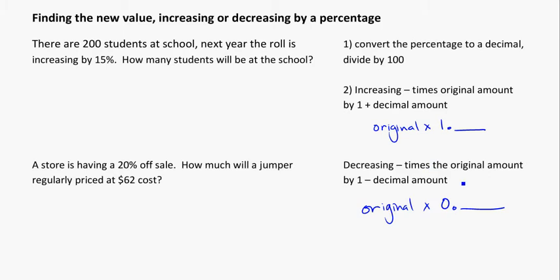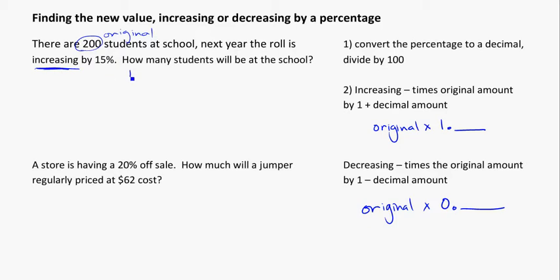Okay, let's look at our first example. There are 200 students at school. Next year the roll is increasing by 15%. How many students will be at the school? So there are 200 students. This is going to be our original amount. And next year the roll is increasing, so they've given us a good keyword there, increasing. We know it's going up by 15%.